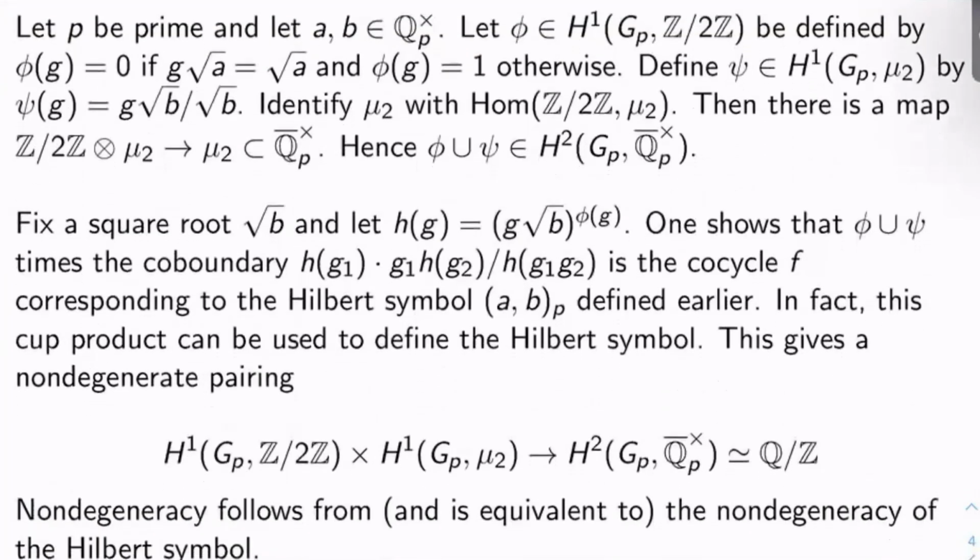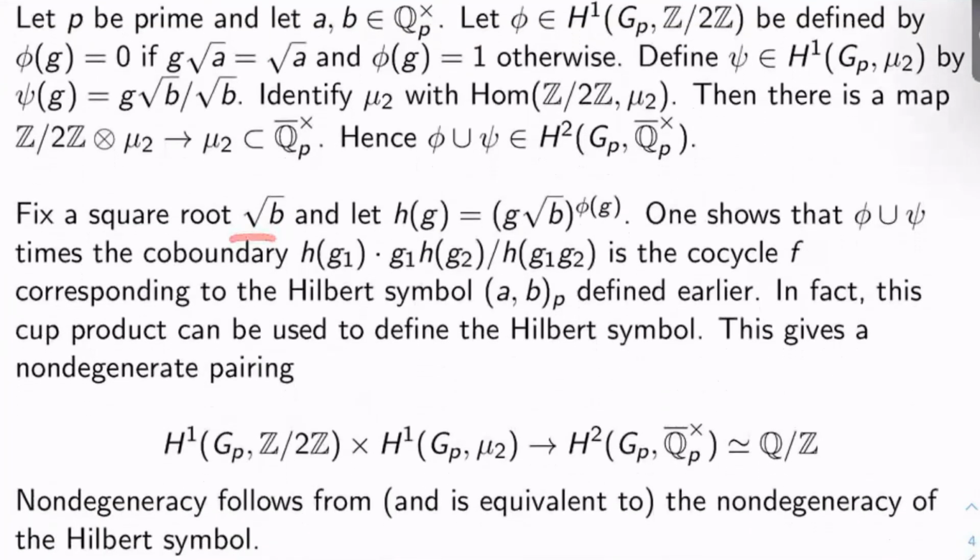Now, if you fix a square root of b and let h(g) be g(root b) to the phi(g), then you can show that phi cup psi times the coboundary h(g1) times g1 h(g2) over h(g1 g2). So you have to check this is a coboundary, and you also have to check that phi cup psi times this is the cocycle f corresponding to the Hilbert symbol (a, b) sub p defined in a previous video. In fact, this cup product can actually be used to define the Hilbert symbol. So the Hilbert symbol can be defined in terms of cup products.